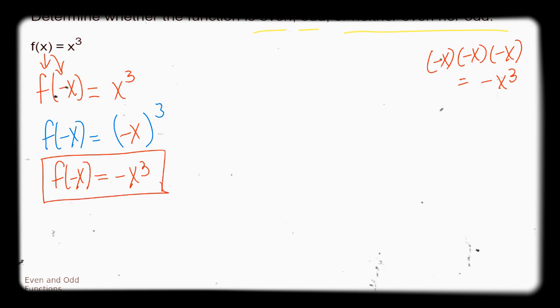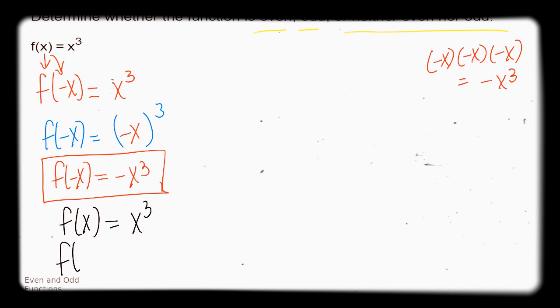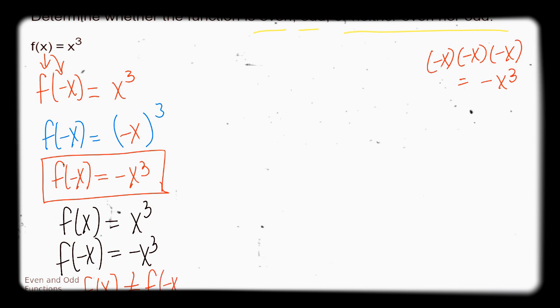So let's see if f of x and f of negative x are equal or the same. And it looks like they are not. So f of x is not equal to f of negative x. So it's not even.